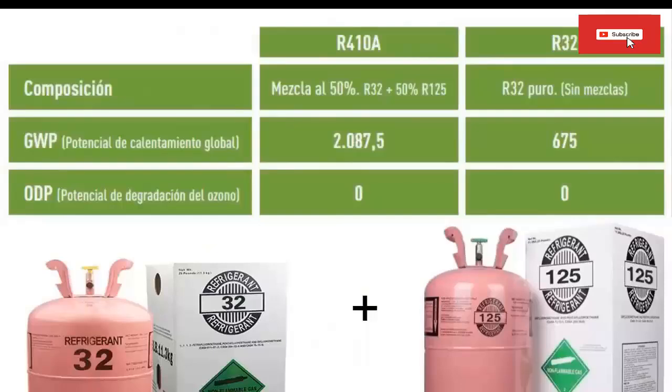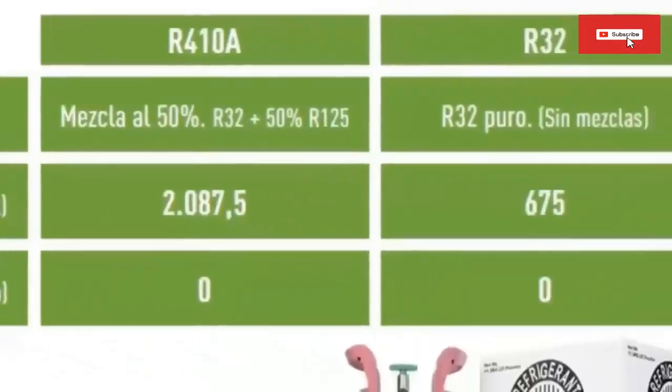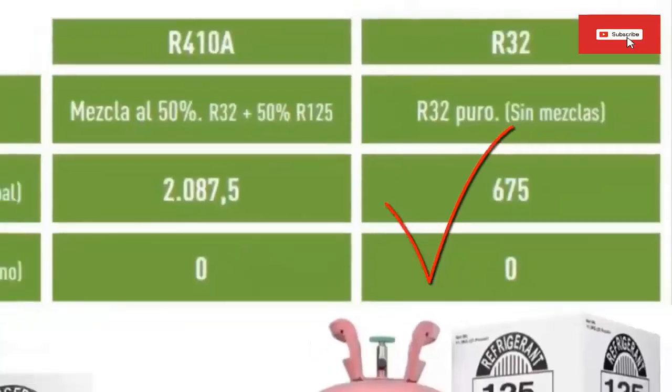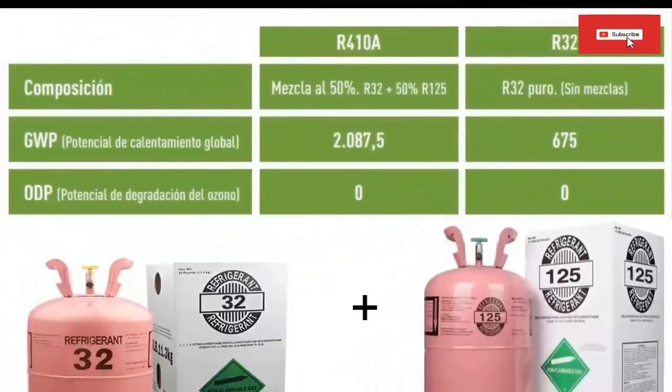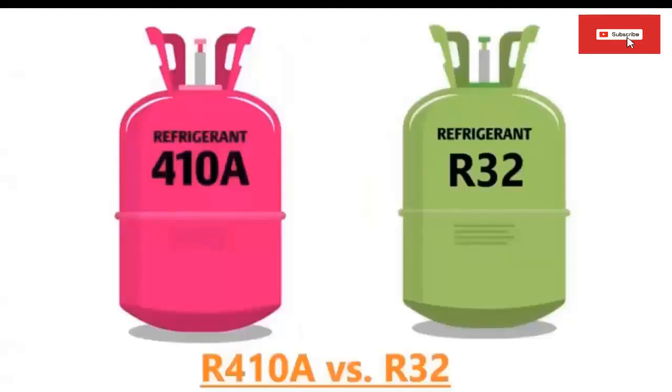Both refrigerant gases, R32 and R410A, work with POE-type oil. However, due to the presence of R125 within R410A, the latter exhibits better miscibility with POE oil compared to R32. This means that R410A blends more easily, favoring the return of POE oil to the compressor in the refrigeration system. Consequently, in many compressors using R32, the POE oil operates at a lower viscosity compared to when it works with R410A.